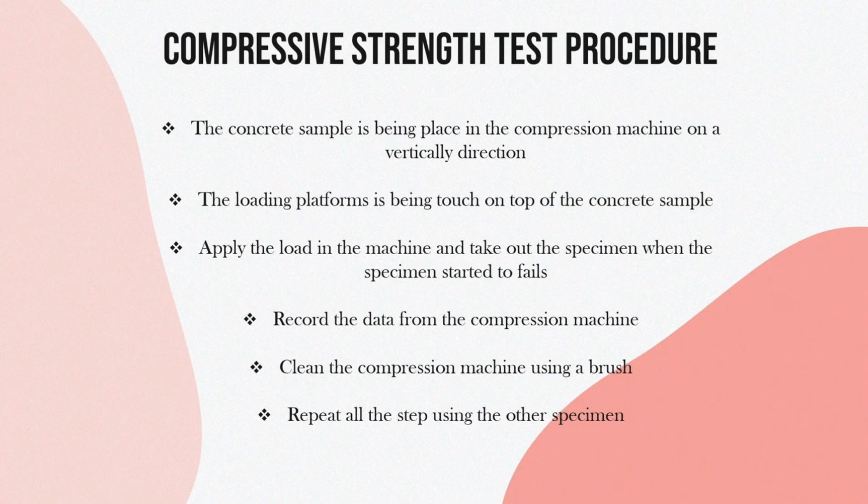This is the compressive strength test procedure. First, the concrete sample is placed in the compression machine in a vertical direction. The loading platform is touched on top of the concrete sample. Next, you must apply the load in the machine and take out the specimen when the specimen starts to fail. Record the data from the compression machine and observe the graph that is shown in the compression machine.